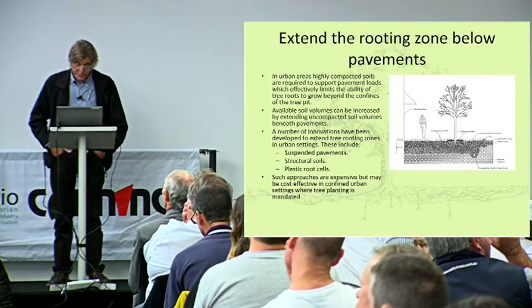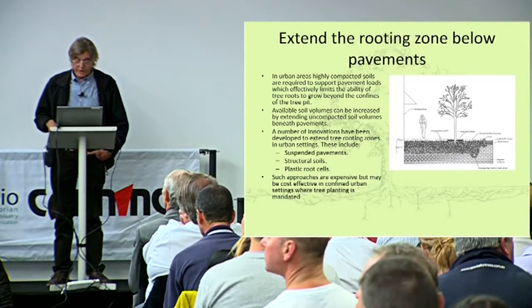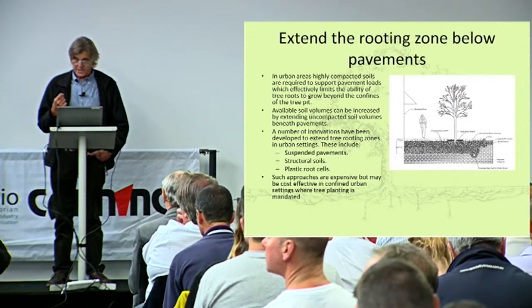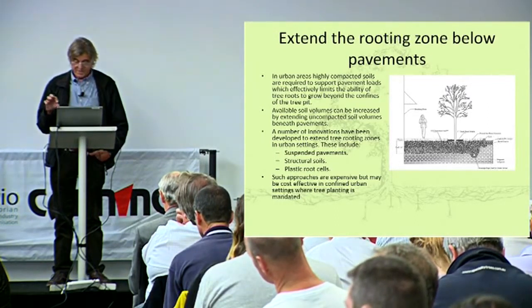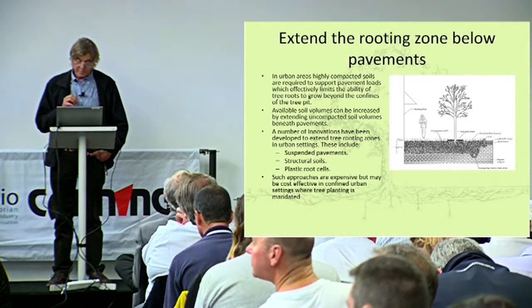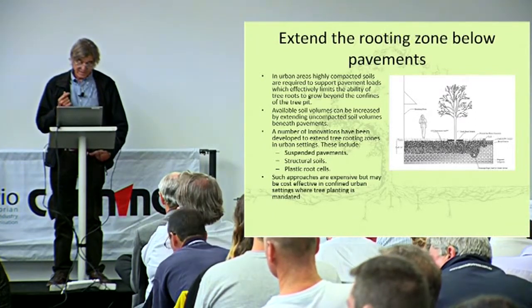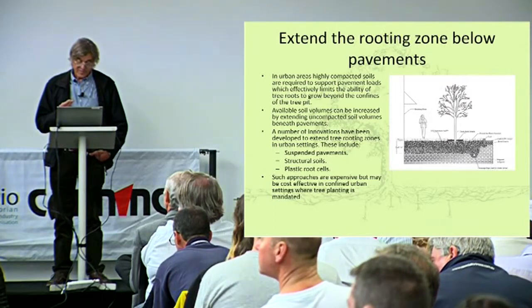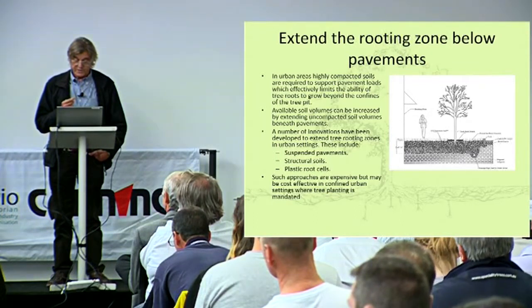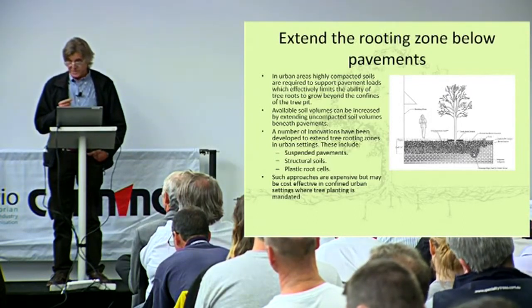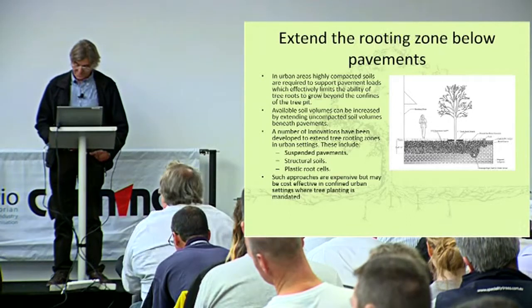Another option, as I said before, is extending the rooting zone below pavements. In urban areas, we have highly compacted soils, which are required to support pavement loads, but these actually limit the ability of tree roots to colonise the soils. So there are three main approaches to extending the rooting zone below pavements: suspended pavements, structural soils, and plastic root cells. All these approaches are quite expensive. They can be cost effective in confined urban situations where tree planting is mandated, which is mainly in capital cities. So if you really do have to plant trees, this may be the only way you can go.